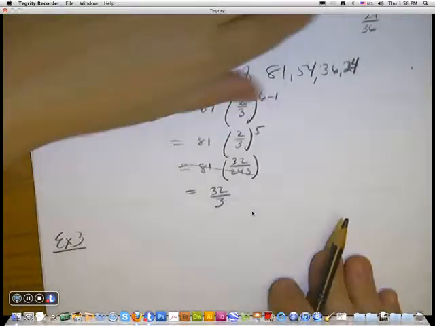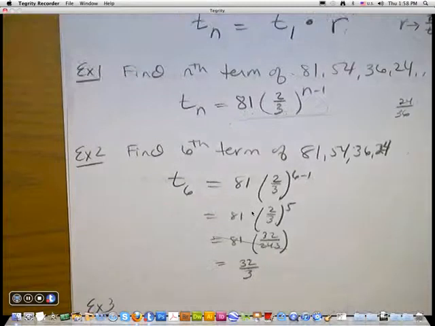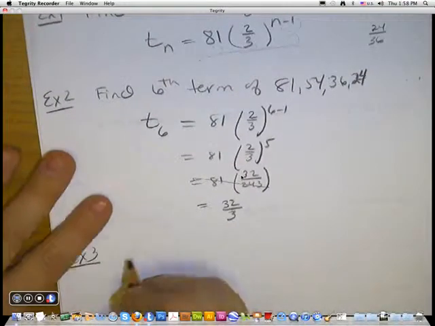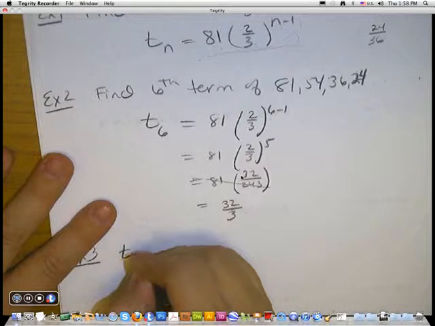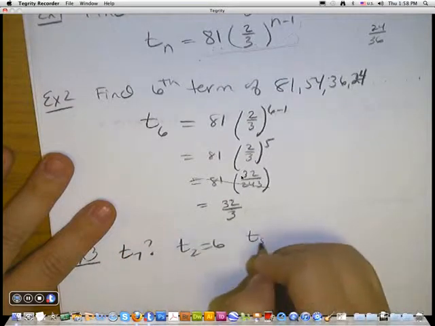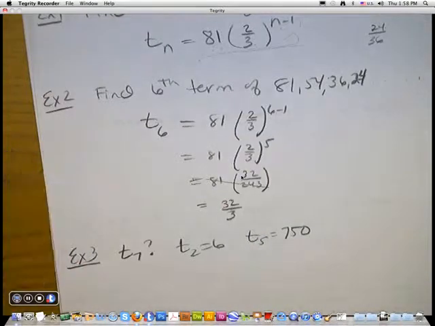All right, example 3 and example 4 are much like yesterday's, meaning I'm going to ask you to find a term, give you 2 other terms, and you're going to have to write 2 equations in order to solve them out. So the first thing is given the information. I'm going to ask you to find T7 if you know T2 is 6 and T5 is 750. So we're going to set up our 2 equations the same way we did with arithmetic, just we're going to use the geometric sequence equation.